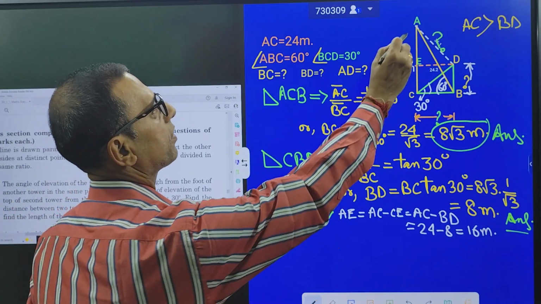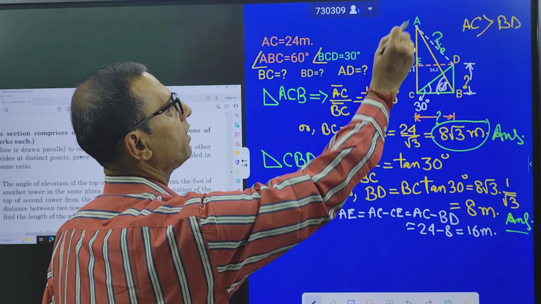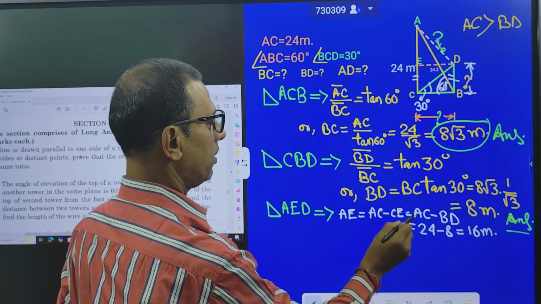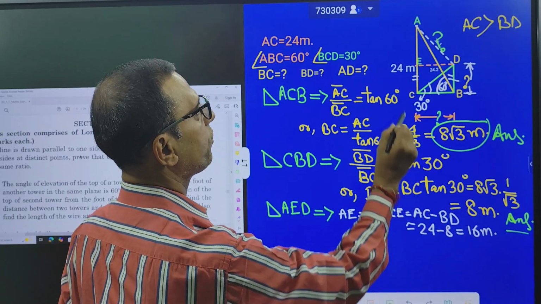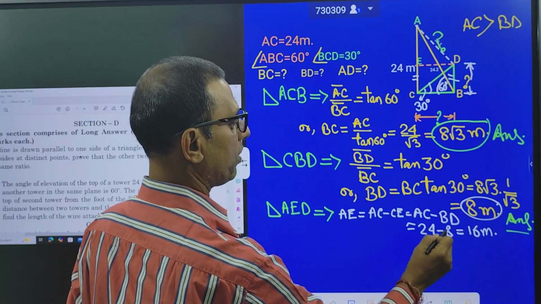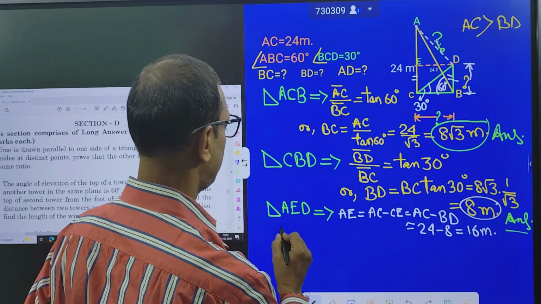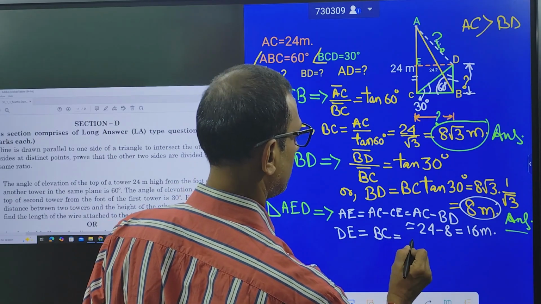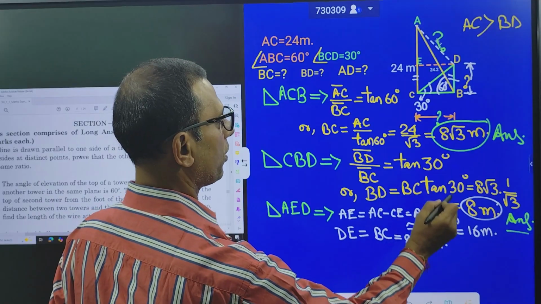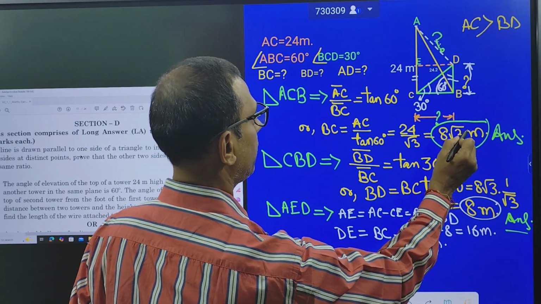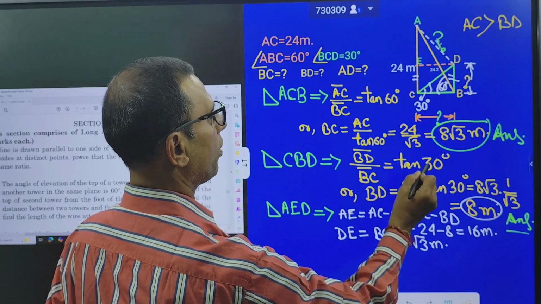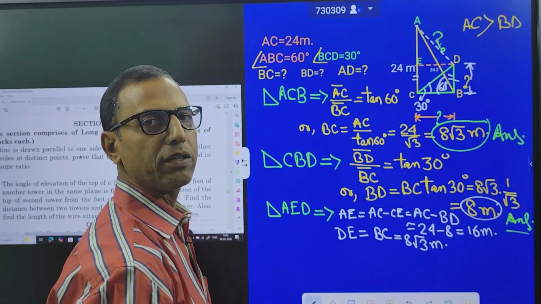So from triangle AED, AE equals AC minus CE, and CE equals BD. Therefore AC minus BD, AC is 24 meter and BD equals 8 meter. So 24 minus 8 equals 16 meter. Got it? DE equals BC equals 8 root 3. BC we have already found out, that is 8 root 3, right? So DE equals 8 root 3 meter.